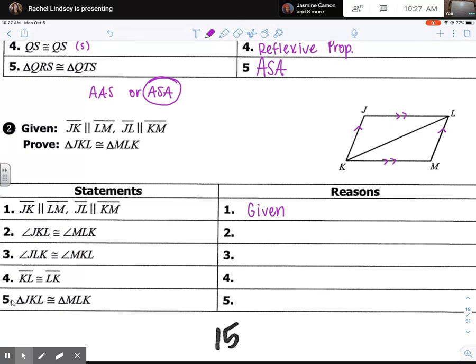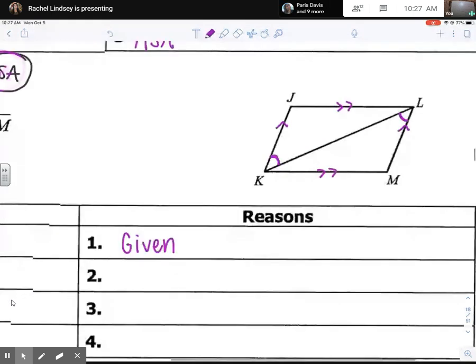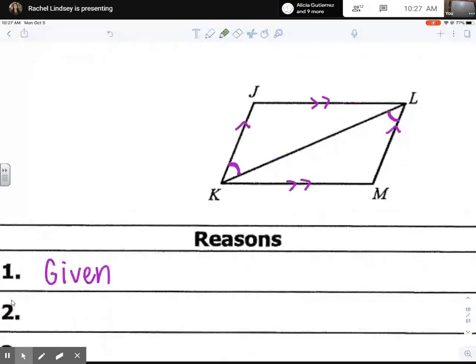So now, first statement, other than the given one, angle JKL is congruent to angle MLK. So JKL, this angle, is congruent to MLK. I just marked it because that's what it told me. So how would I know those two angles are congruent? Alternate interior. Alternate interior angles.